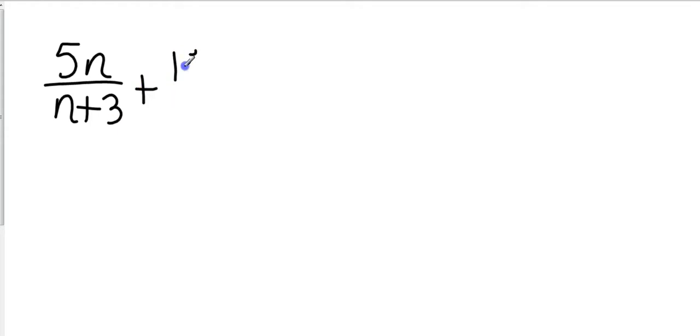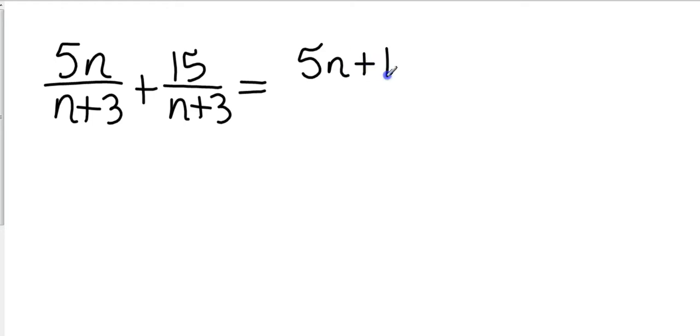So let's look at something. Let's look at the very first example in the book. We've got 5n over n plus 3. And we're going to start very basic and just add 15 over n plus 3. So they're going to give you common denominators first. And so since they have a common denominator, I just add straight across. I'm going to get 5n plus 15, and then they're going to share the denominator. Okay, I don't need to bring both denominators over, just the common one.